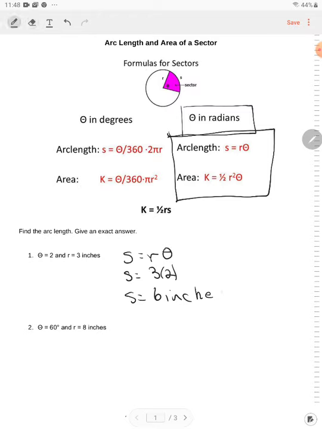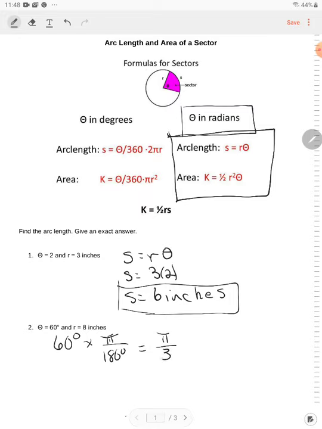All right. Number 2. Theta is 60 degrees and R is 8 inches. So remember, theta has to be in radians, so we must convert 60 degrees to radians. The relationship is 180 degrees is equal to pi radians. So that gives us pi over 3 radians. So S is equal to R theta, S is equal to 8 times pi over 3. Therefore, S is equal to 8 pi over 3 inches.